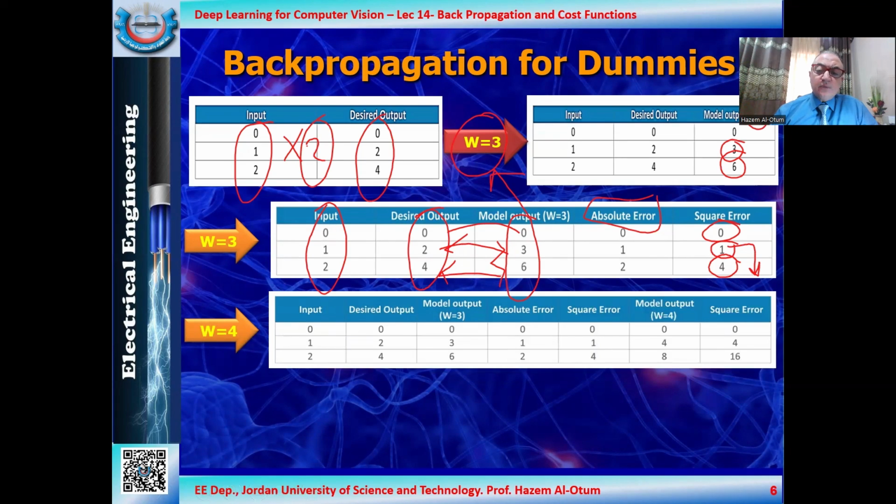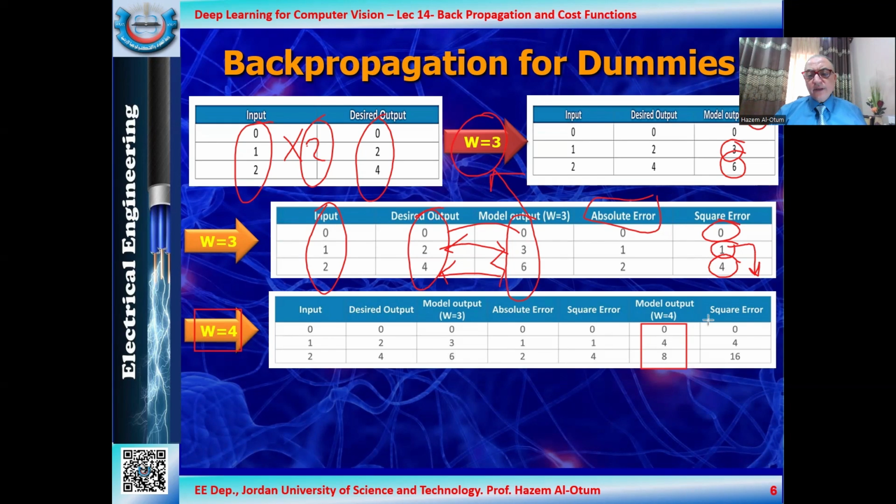Now, as a result of having this error, we don't know exactly where to go, either to increase or decrease W. Suppose that we increase the value of W and make it, as you see here, W equals 4. We repeat the same stages. So these are the outputs of the model when having the weight equals 4.